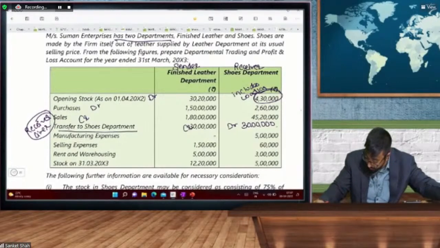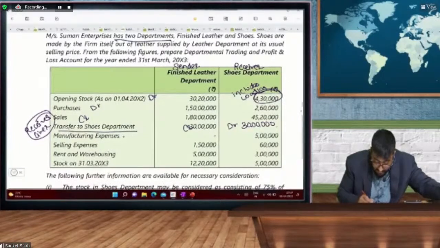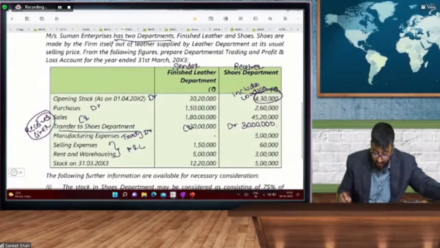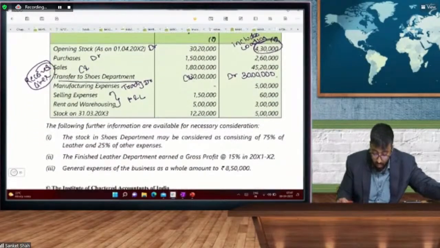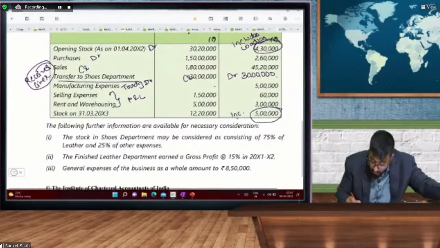Selling and manufacturing expenses, trading debit. Selling expense and rent and warehousing, P&L. Closing stock includes loading.